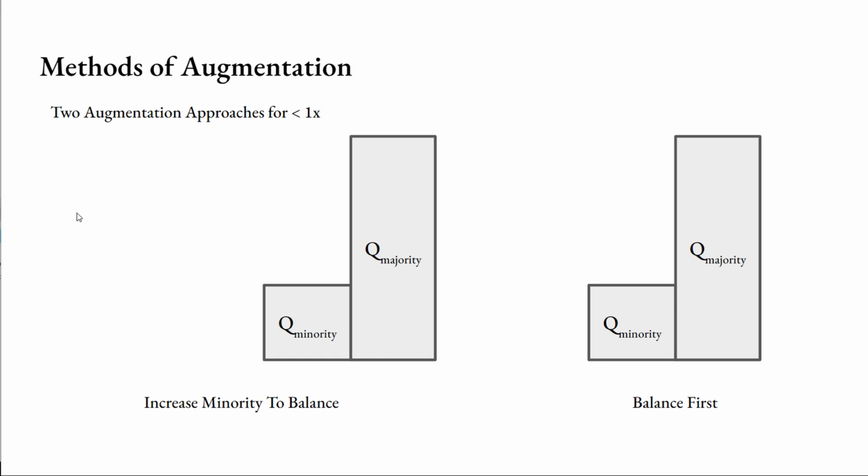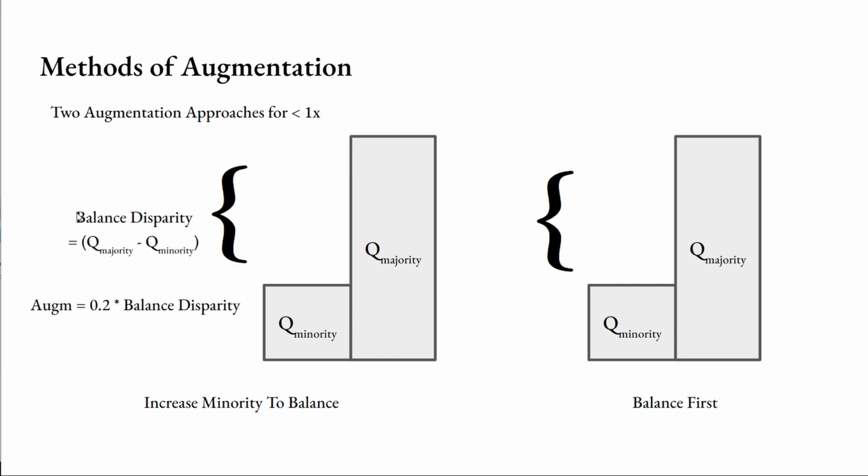This diagram shows the data from a typical question where the majority class, say quantity of correct answers, is larger than the minority class of incorrect answers. This causes a balance disparity. In the experiment, we chose to have the value of 1x represent the quantity of samples in the majority class. So if the majority class had, say, 76 responses, once the minority class quantity was augmented enough to reach 76 responses, the data set would then be augmented to 1x.